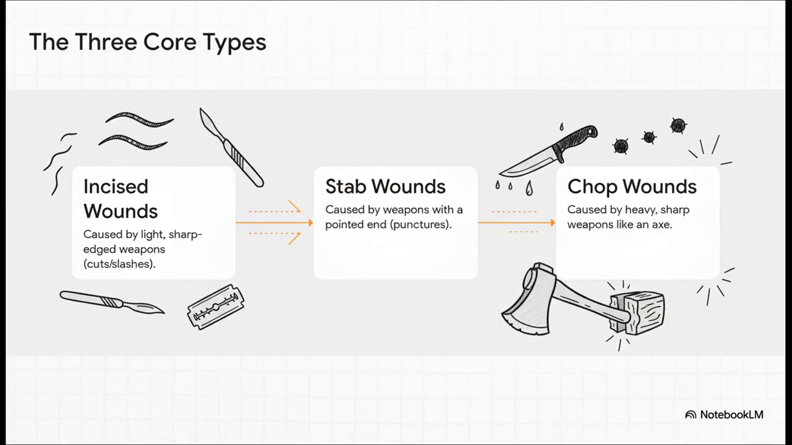Okay, so we break these injuries down into three core types. First up, we've got incised wounds, which you can just think of as cuts. Second, we have stab wounds or punctures. And third, chop wounds. We're going to go through each one step by step, starting with incised wounds.